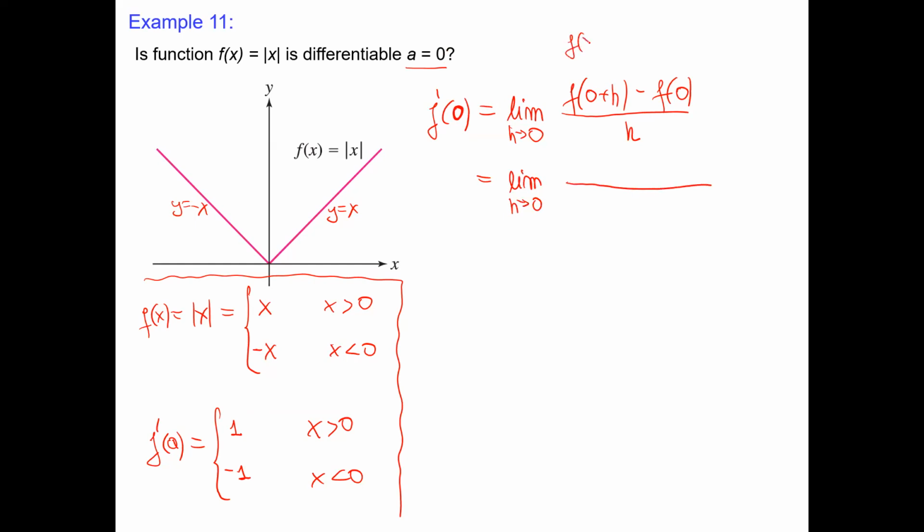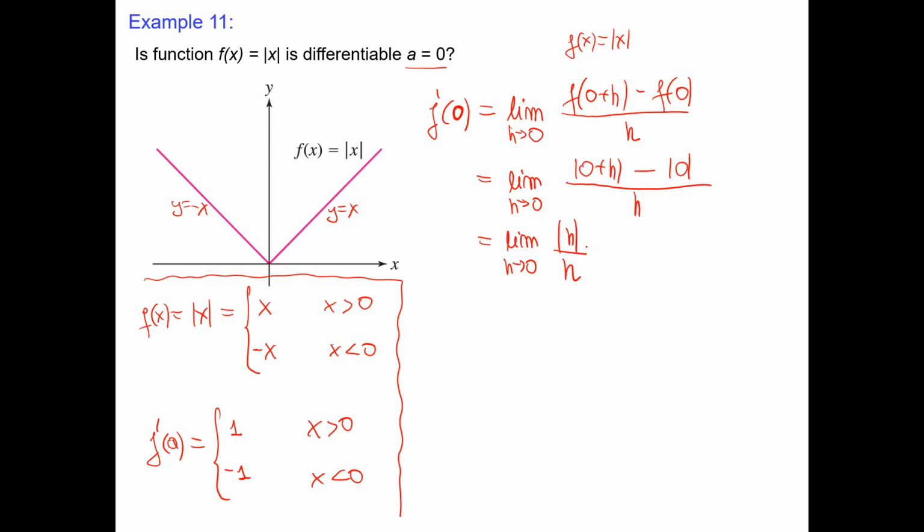Our function is the absolute value of x. Instead of x, I will put 0 plus h, and instead of x, I will put 0. Of course, it looks funny, but this will stay the absolute value of h minus 0, over h.